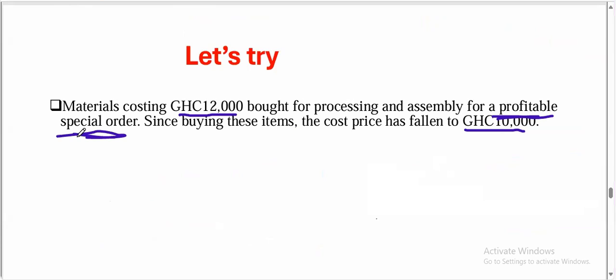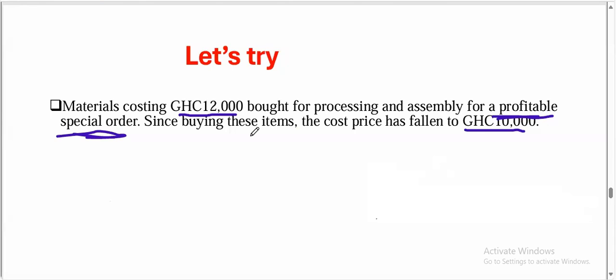It says the inventory and the material should not be written down below cost. Listen, you shouldn't write it down below cost if the finished good that they form part of will be sold at a profit. We are told that this 12,000 is for processing and assembling, and this processing and assembly will be for a profitable order. So even though the value has fallen, we are still not going to write down the inventory below 12,000. It should be the 12,000.